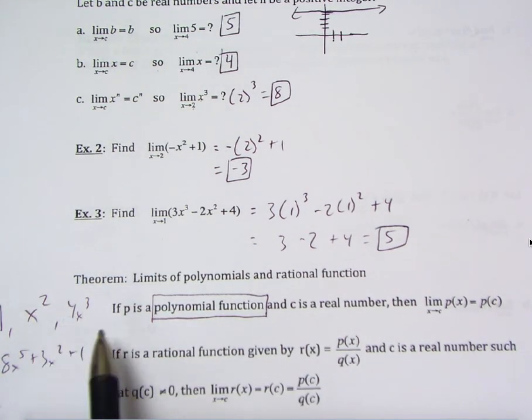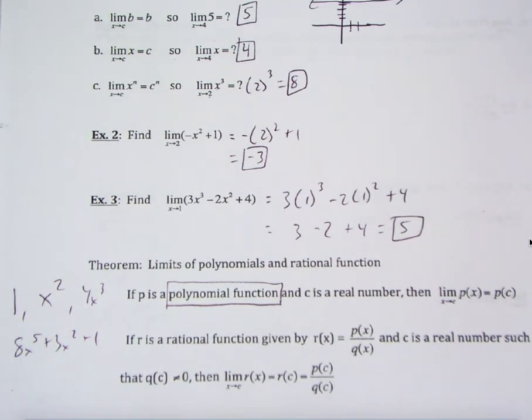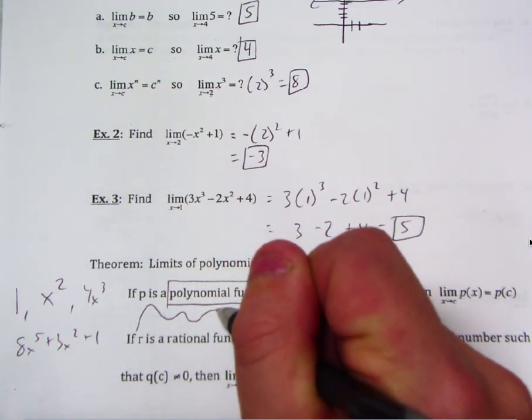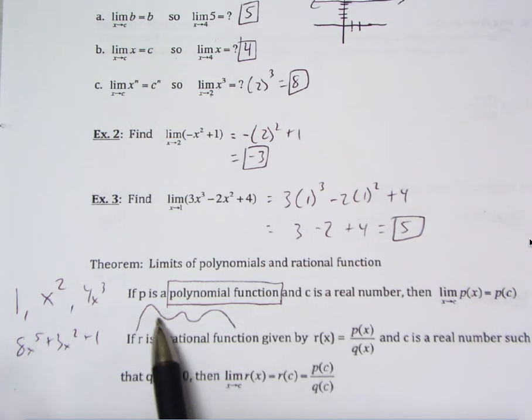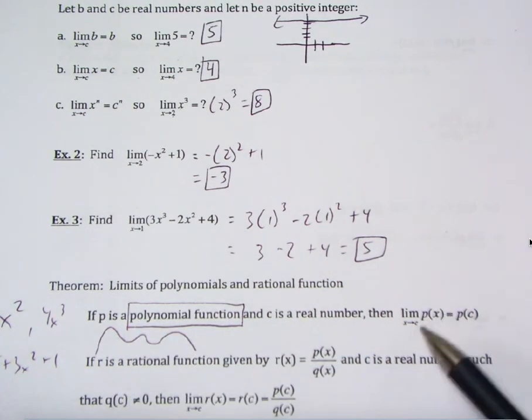These are all polynomials. And polynomials are really nice to work with because they're always very smooth and continuous. There's no jagged points, there's no discontinuities. There's always nice smooth curves depending on what the degree is. And so they're always continuous and nice and smooth. And so anytime you have a polynomial function, direct substitution is going to work.